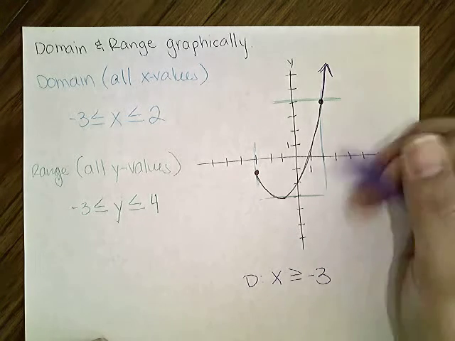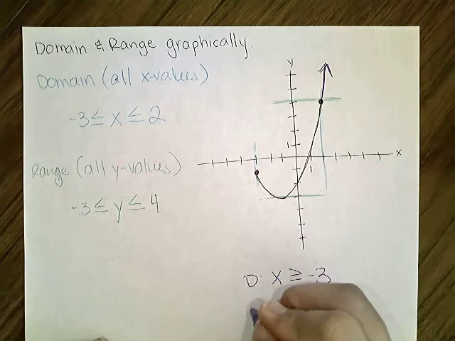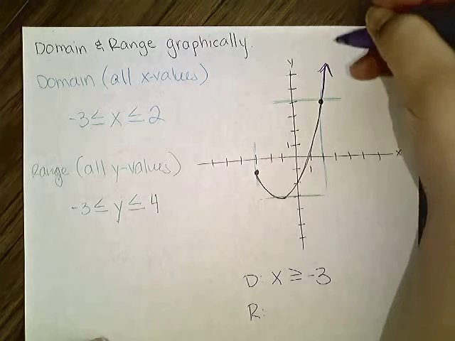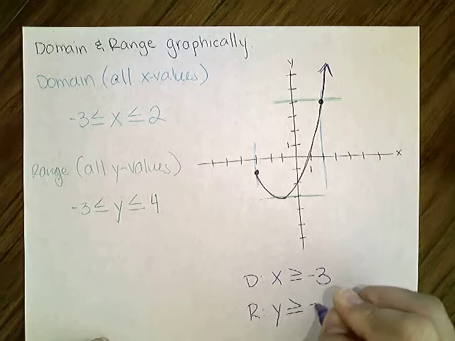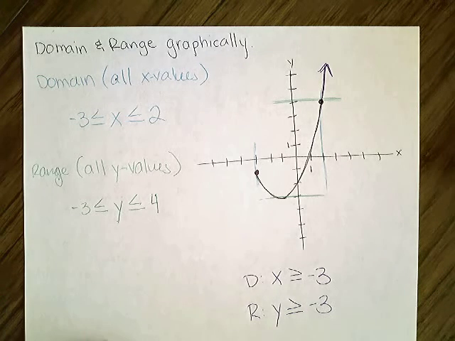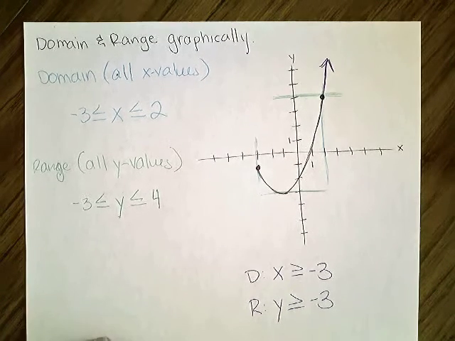And then likewise with our y, right? Our lowest y value is again -3, and it continues to go up and up and up, higher and higher and higher. So y would be greater than or equal to -3. And that's just another graph.